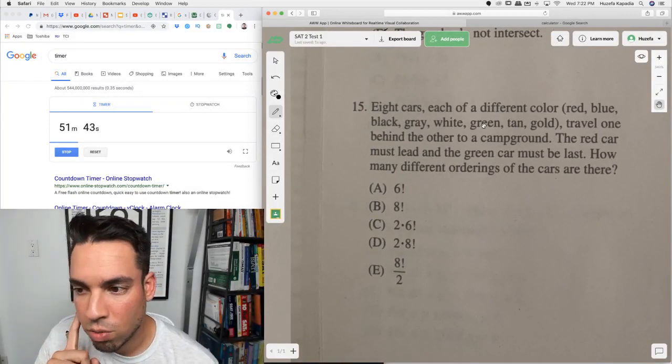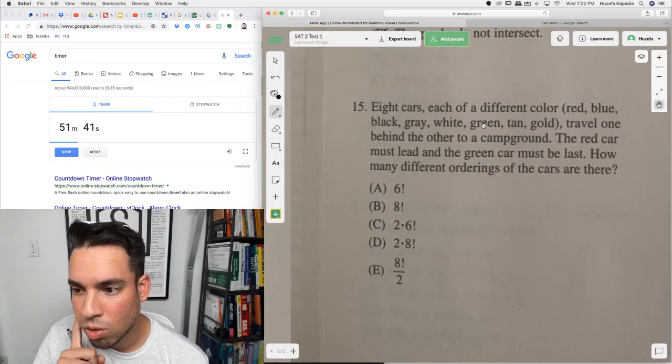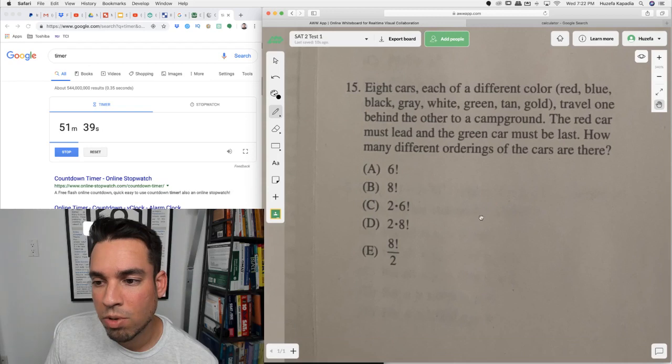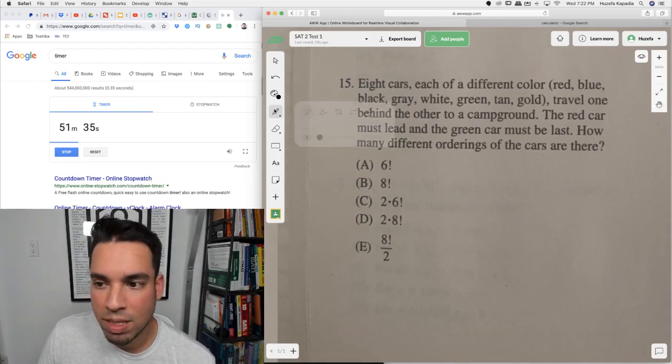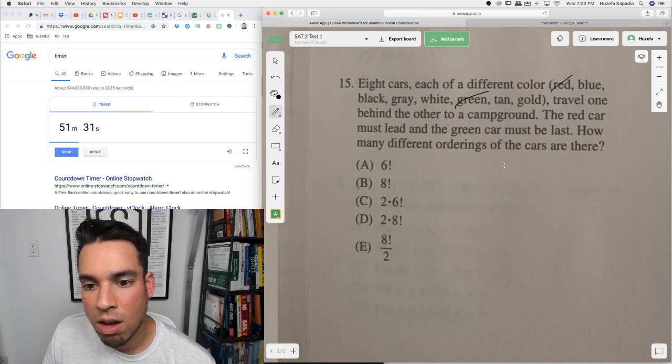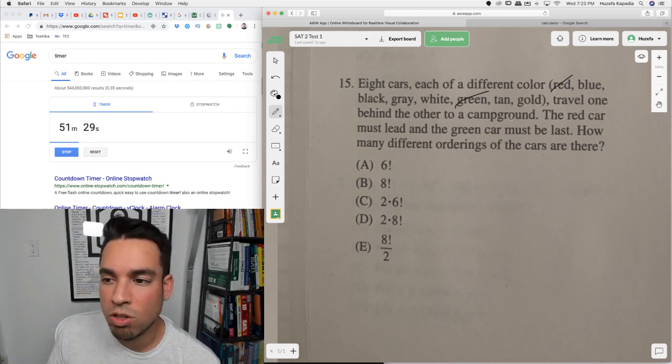Okay, next. 8 cars, each of a different color: red, blue, black, gray, white, green, tan, gold, travel one behind the other to a campground. The red car must lead and the green car must be last. So red must lead, green must be last. How many different orderings of the cars are there?